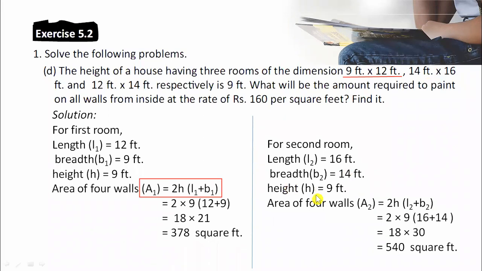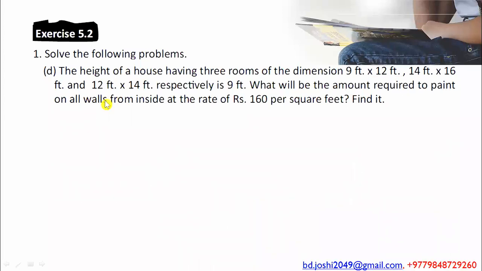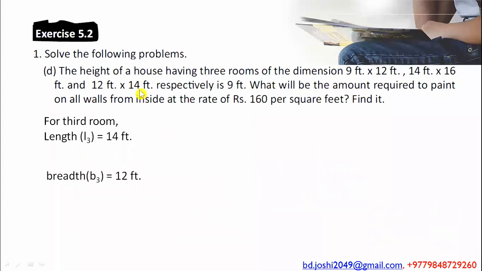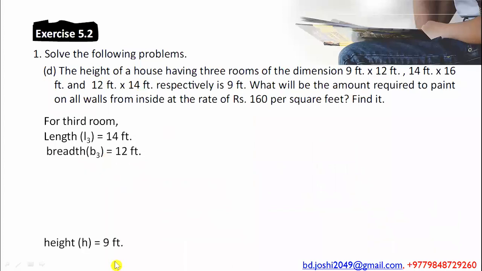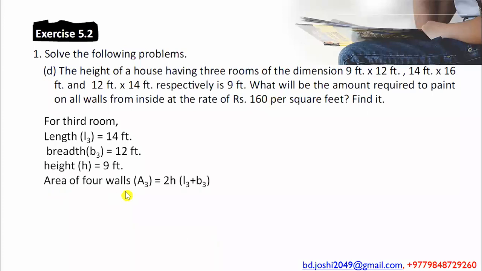Okay, then let's move to area of walls of third room. Length is 14 feet, breadth is 12 feet, height is 9 feet, and formula for area of four walls is 2h bracket L plus B. Put the values: length 14, breadth 12, height 9, 9 to the 18, 12 plus 14, it is 26. Multiply these two and it gives us 468 square feet.